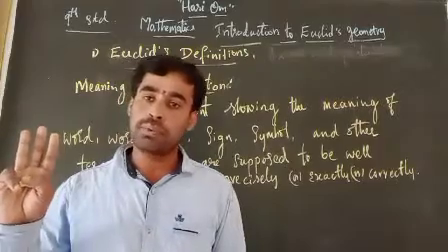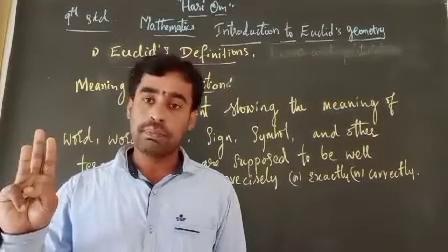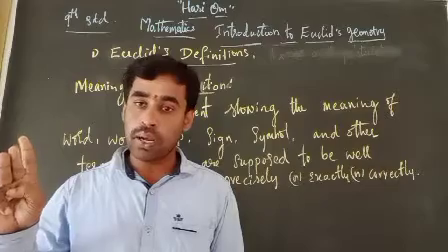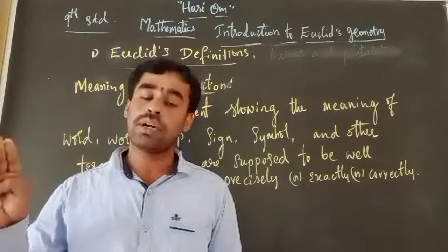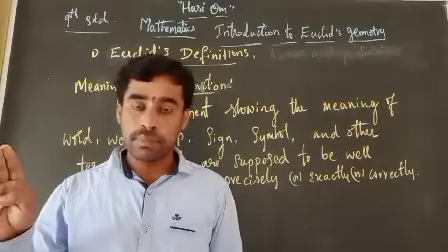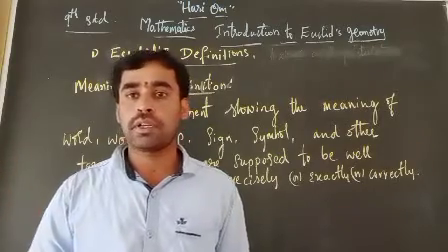Definition 1 is about what? Point. Definitions 2, 3, 4 are about line. Definitions 5, 6, 7 are about surface. Is it clear, friends?